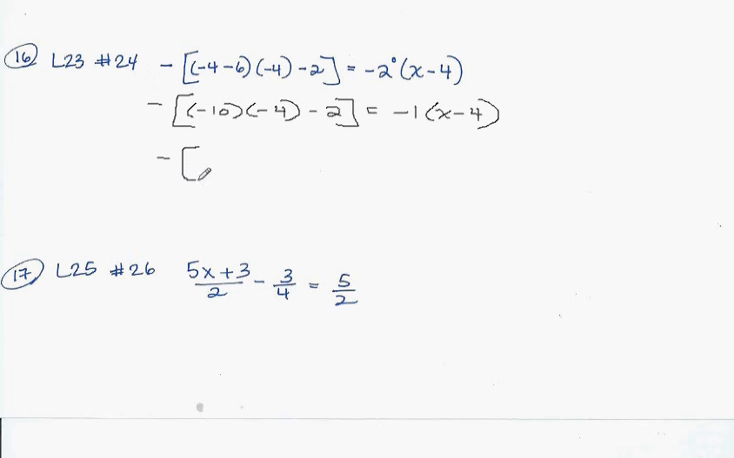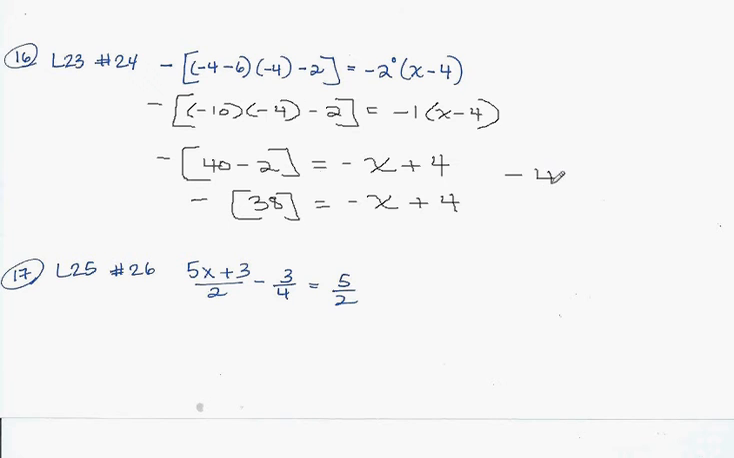So we're going to get 40 minus 2 equals negative x plus 4. That's going to give us negative 38 equals negative x plus 4. And if I subtract 4 from both sides, I get negative 42 equals negative x, and we finally get x equals 42.